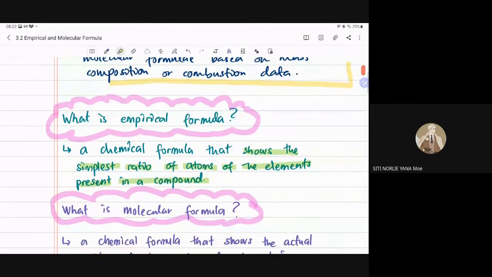So dia tunjuk nisbah. Ratio tu adalah nisbah, nisbah atom setiap elemen yang ada dalam sesuatu sebatian. So we want to see how many there are of each element in relation to another. So dia ikut nisbah lah.